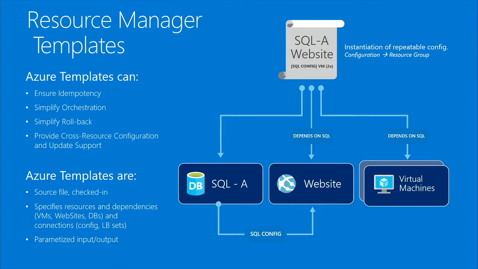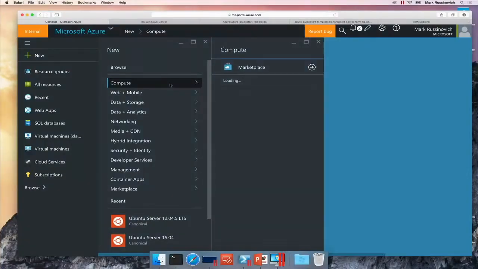Where Resource Manager really shines, though, it's got these great capabilities like role-based access control, the lifecycle management of resources, the grouping that we get in the portal and in the command line tooling and APIs. But where it really shines is in its support for templates, Resource Manager templates. Let's take a look at what the template experience looks like. By going to New, and I'm going to go to Compute.